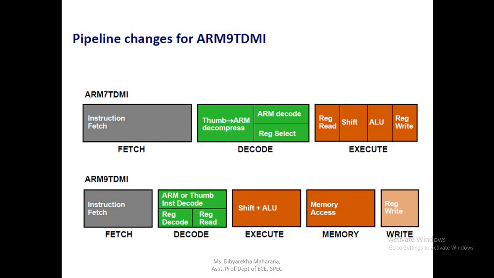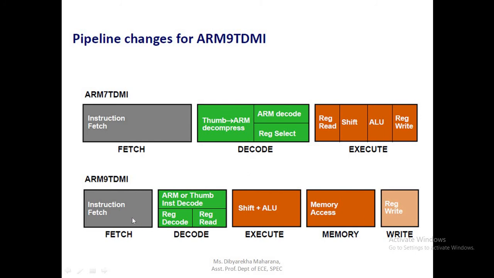Now here we can see the ARM7 uses 3 stages of pipelining, that is instruction fetch; decode, the Thumb to ARM decompress, ARM decode and register select; and execute, where the operations performed are register read, shift, ALU arithmetic and logical operation and register write. In ARM9, there are 5 stages of pipelining.